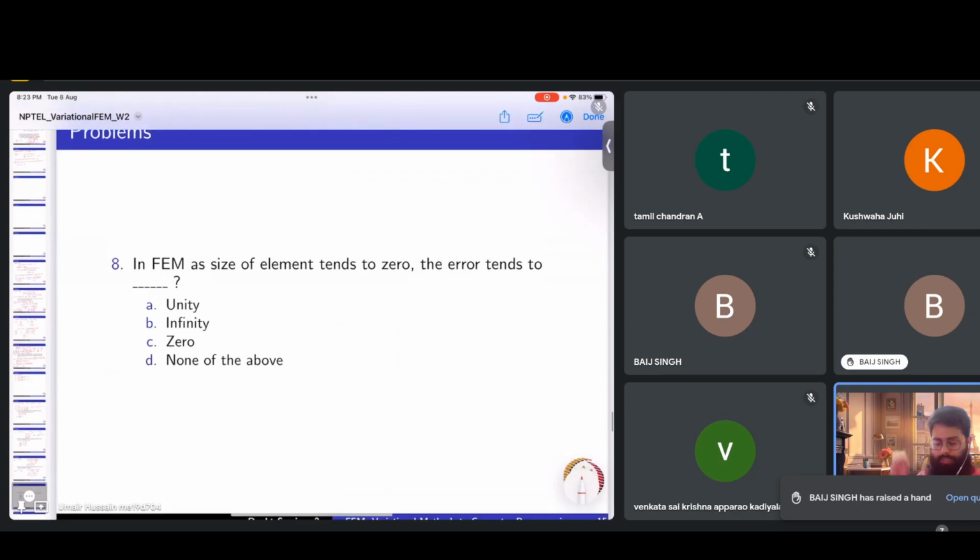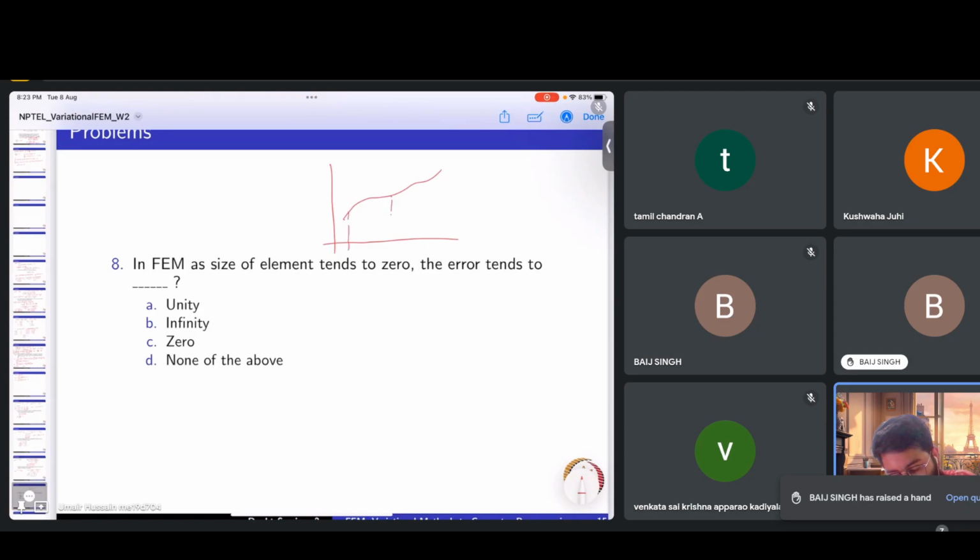Okay, so here's a question for you. In FEM, as the size of the element tends to 0, the error tends to what? Anyone to answer this? Infinity, I think so. So we'll check this.